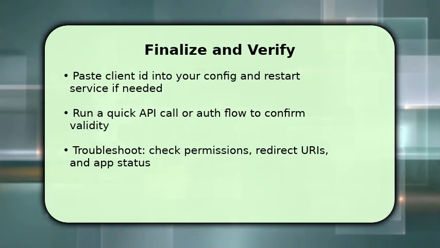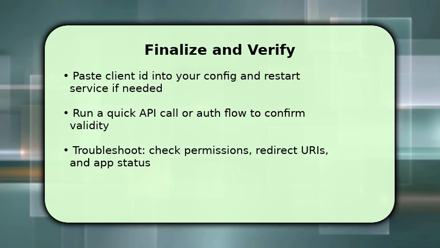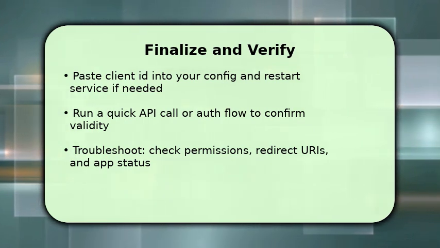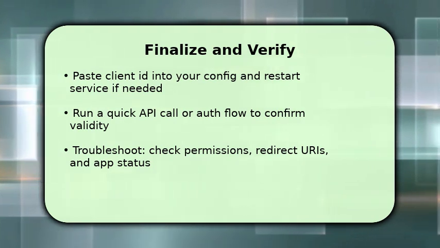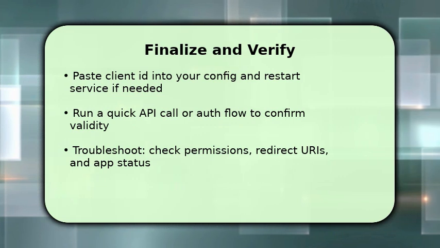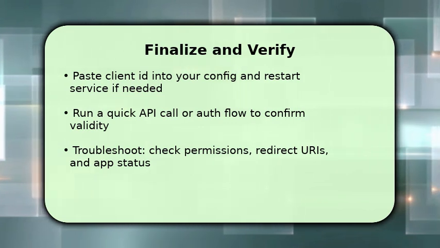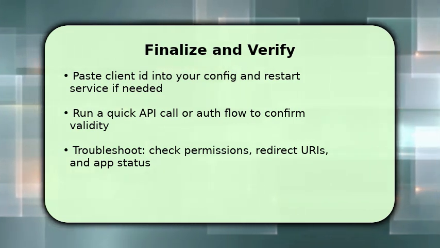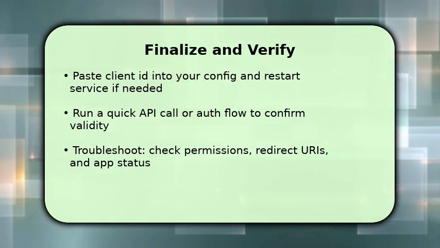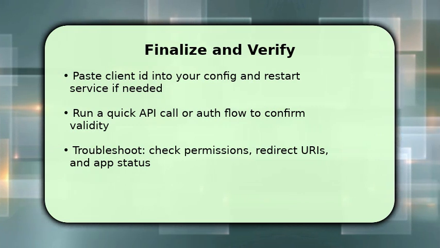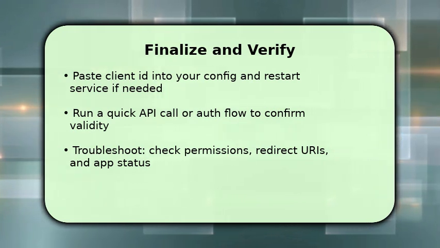Then perform a simple API call or initiate an OAuth authorization to verify successful recognition. If the request fails, inspect error messages and ensure redirect URIs, scopes, and app status match expectations. One key troubleshooting tip: if auth returns mismatched redirect errors, recheck the exact URI strings and trailing slashes. Correcting that often resolves failures immediately.